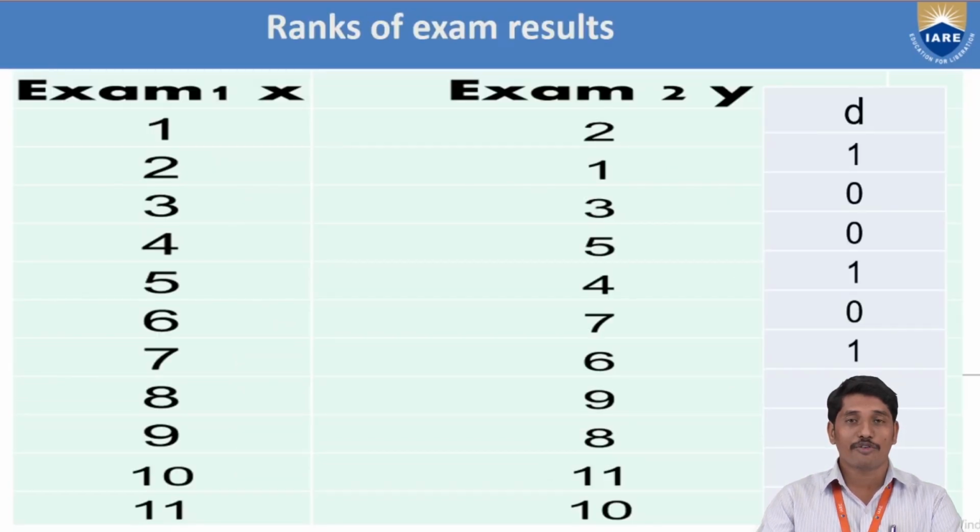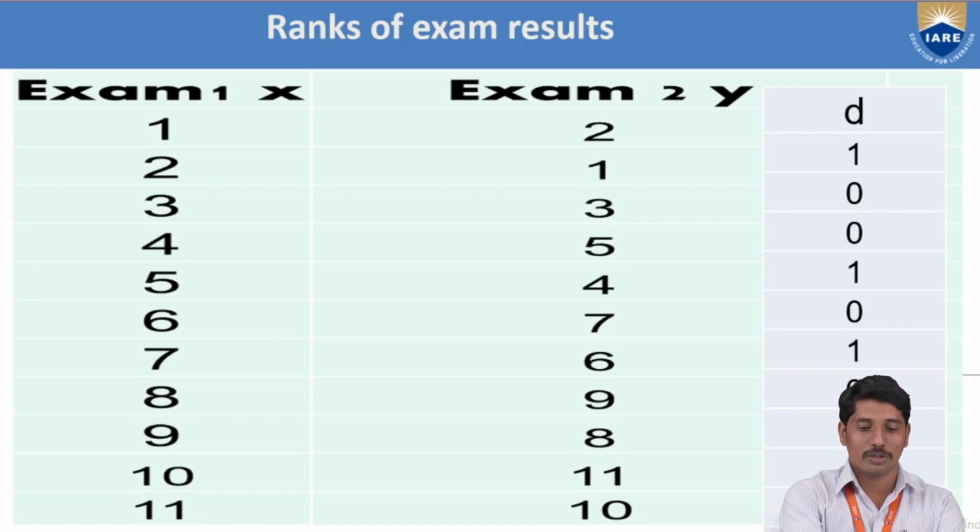So first we have assigned ranks to the marks obtained by the students in exam 1, that is before training. And also we have assigned ranks to the marks obtained by the students in the exam conducted after the training. That is, the first column represents the ranks before training and the second column represents the ranks after training. Now we have calculated the deviations between the ranks, and the deviations are like this. That means mod of 1 minus 2 is 1, 2 minus 1, 3 minus 3, mod of 4 minus 5, mod of 5 minus 4, mod of 6 minus 7. Like that we have recorded all the deviations.